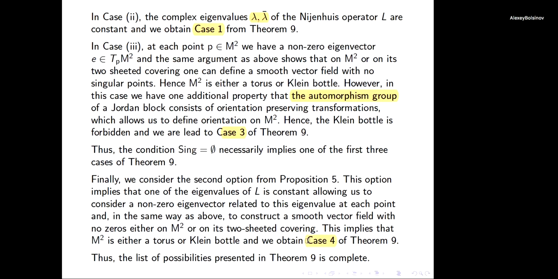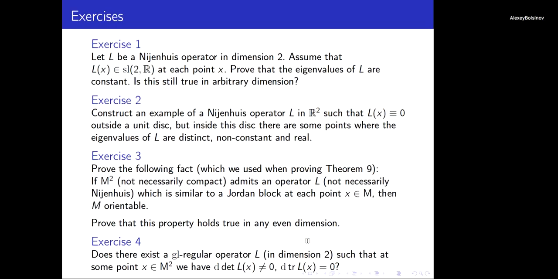So essentially, we know what's going on. And tomorrow, our conjecture, which still needs to be checked, is that up to covering, the examples I listed today for the torus and the Klein bottles exhaust all possible possibilities. The exercises. The first exercise is not directly related, or maybe absolutely unrelated, to GL regular operators, but it's an interesting fact. If we assume that the trace of our operator is zero at each point, and L is Nijenhuis, then the eigenvalues of L must be constant. And moreover, something similar holds true in any dimension.